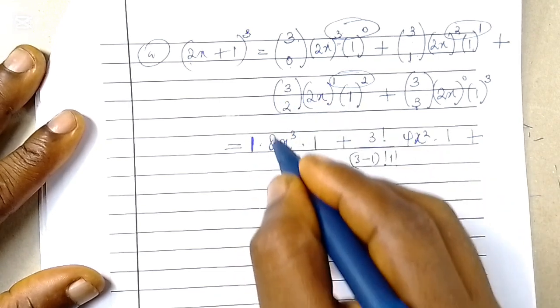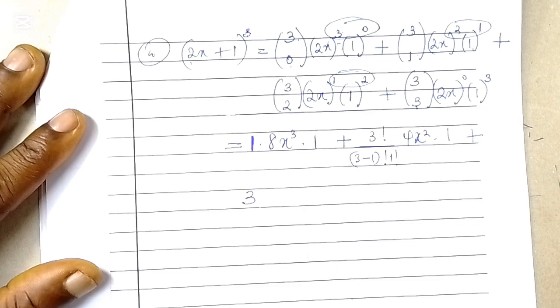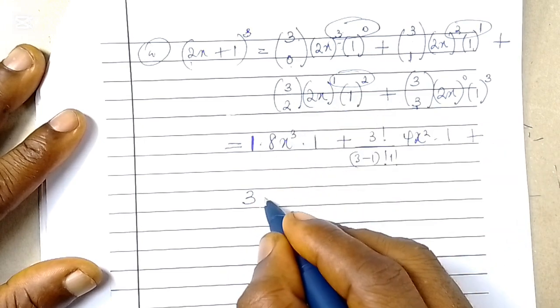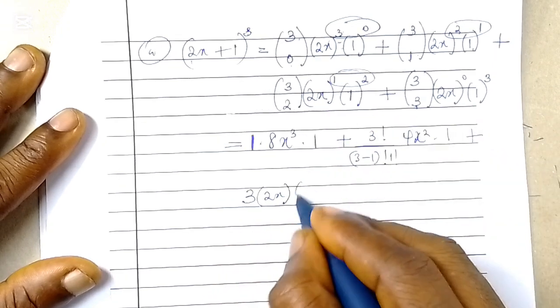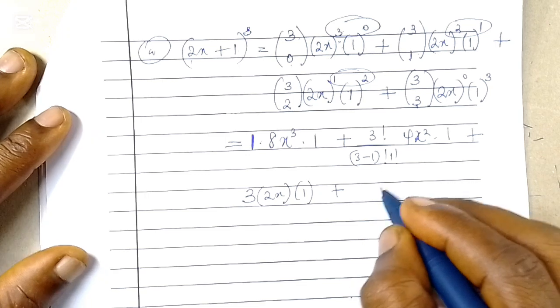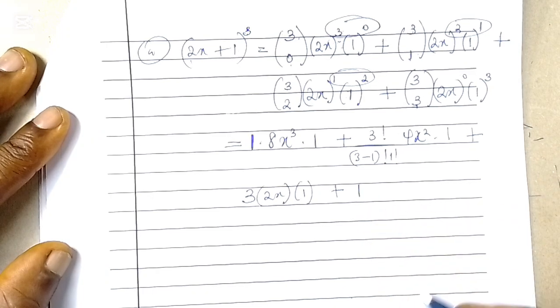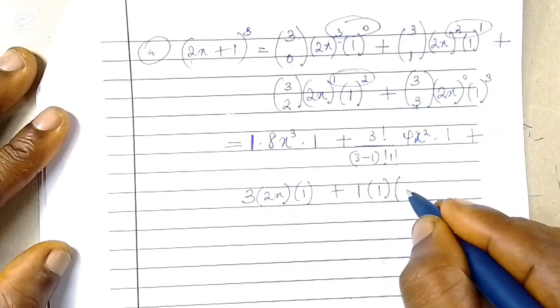Plus, we will now come over here to say, for this one, 3 combination 2 will surely give you 3. Okay? And that is because 2 is 1 short of 3 by what we said earlier on. 2x raised to power 1 is 2x. So I'm going to put 2x here. And 1 raised to power 2 is 1. Plus, then coming over here, 3 combination 3 is 1, because anything combination itself is 1. And this will be 2 raised to power 0 is 1. 1 raised to power 3 is 1.